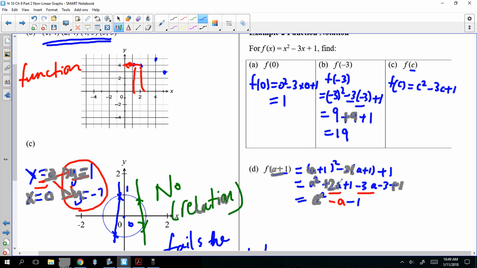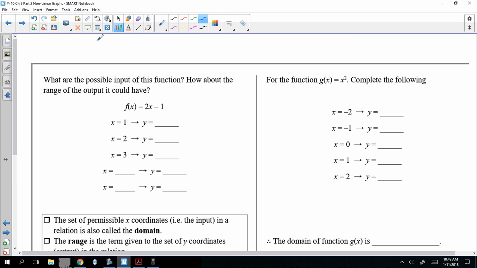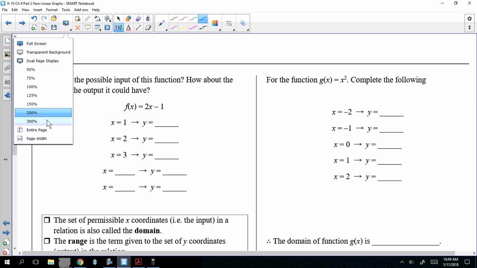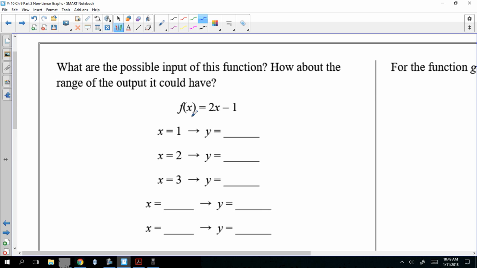Alright, next page, let's do another question. Let's look at this. The next question we're going to ask is, what are the possible inputs a function can accept? What are the possible outputs you could have? To answer this question, we're going to look at this simple example again.